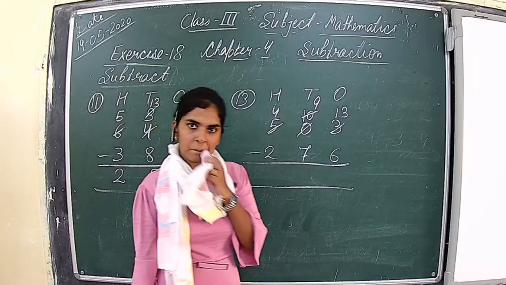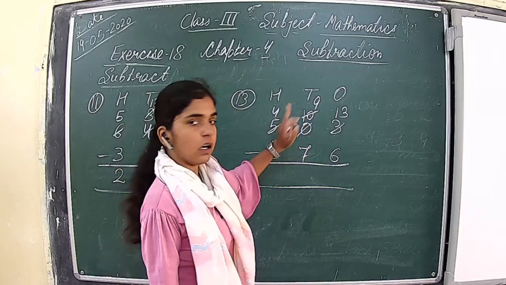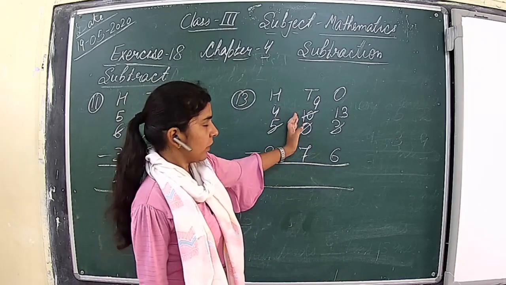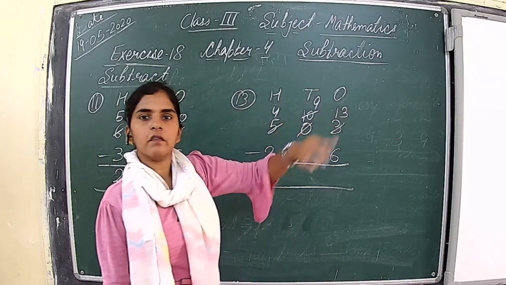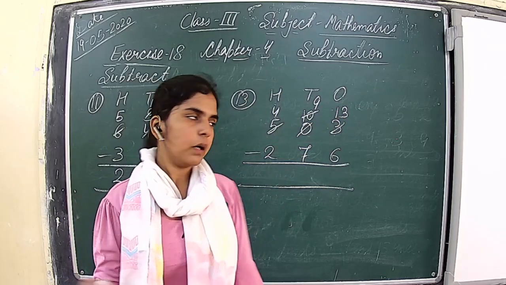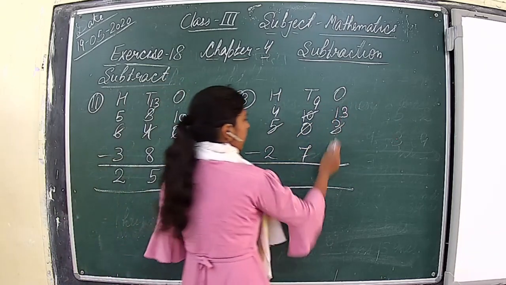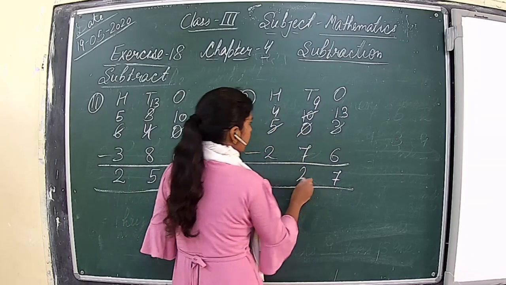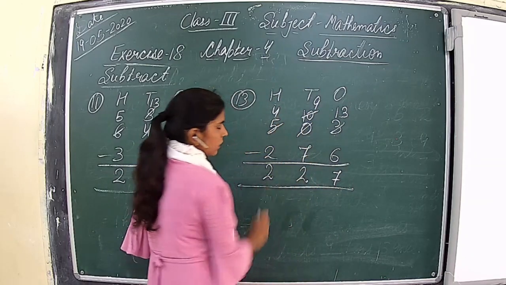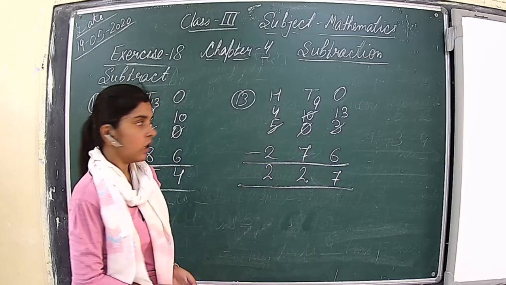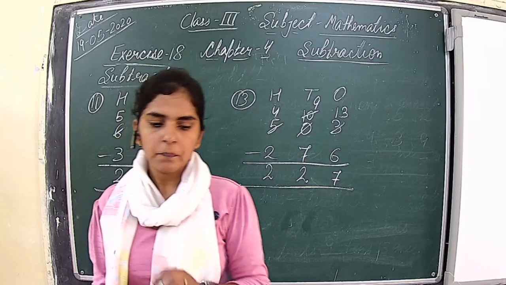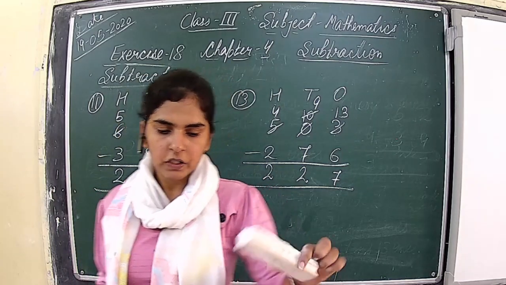Okay. Whenever 0 is there, you will take a borrow, then 0 will become 10 and then this 10 will give one borrow to another number. Okay. Now 13 minus 6 is equal to 7. 9 minus 7 is equal to 2 and 4 minus 2 is equal to 2. Right. So the result is 227. Okay. Now question number 15.